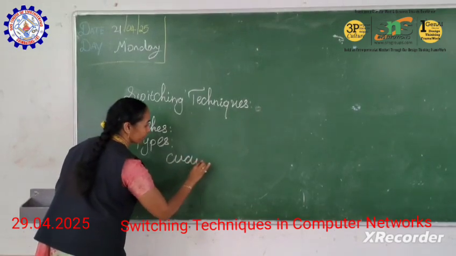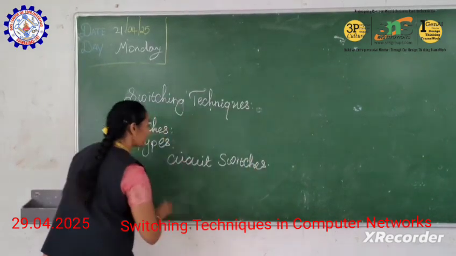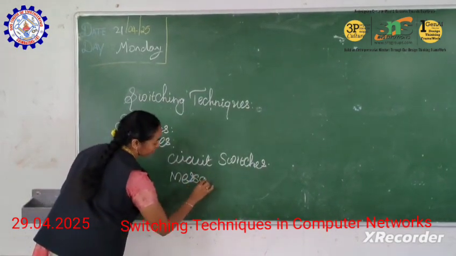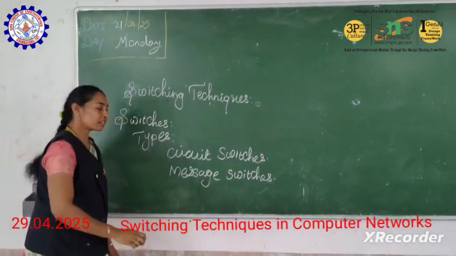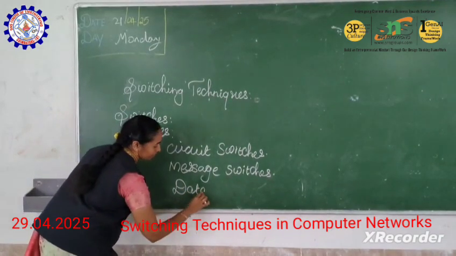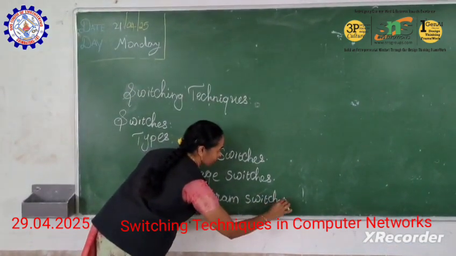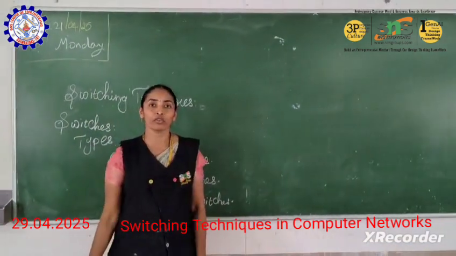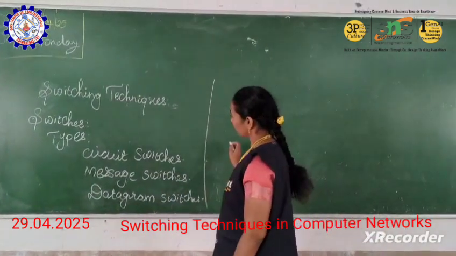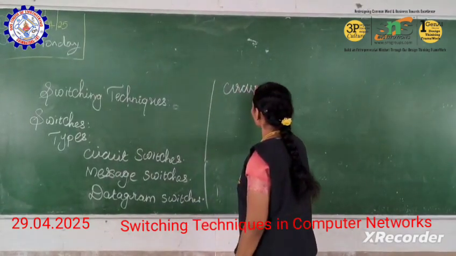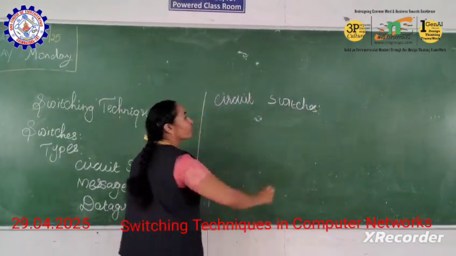circuit switching, second one is message switching, then third one is datagram switching. Let's see about the switching techniques one by one in a detailed manner. First one is circuit switching.